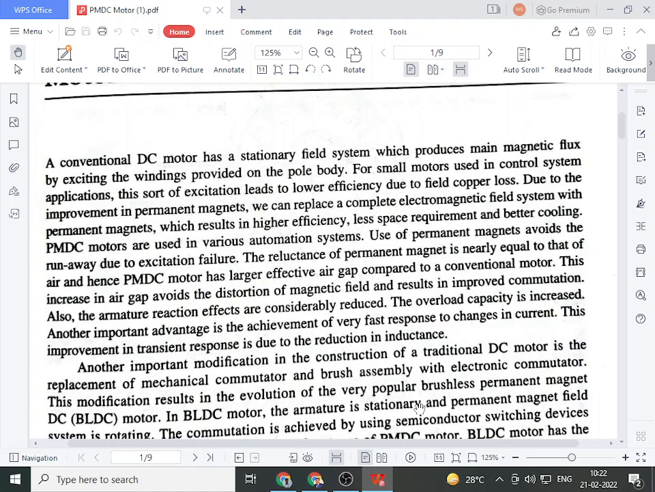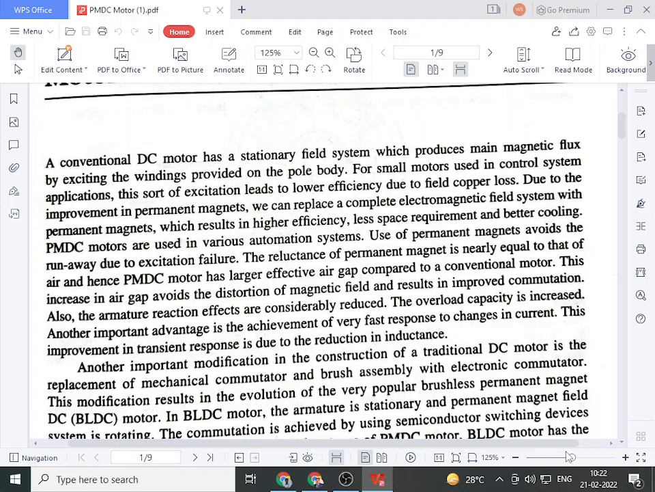I think all of you are familiar with the conventional DC motor. The conventional DC motor has two windings. One winding is the stationary winding, which is the field winding. The stator of the conventional DC motor consists of the field system, and that field winding is generally used to produce the required magnetic field for operation of that motor, either in generating mode or in motoring mode.